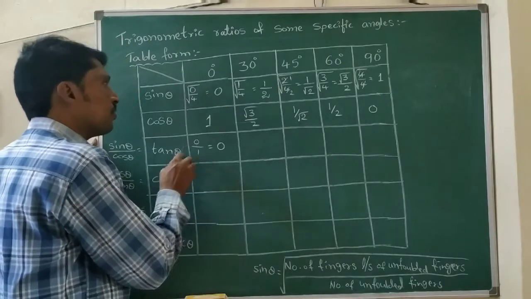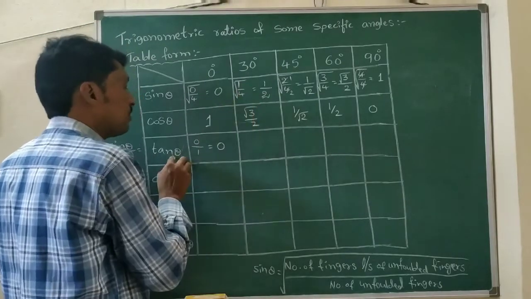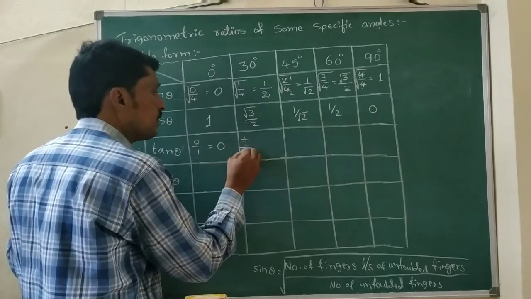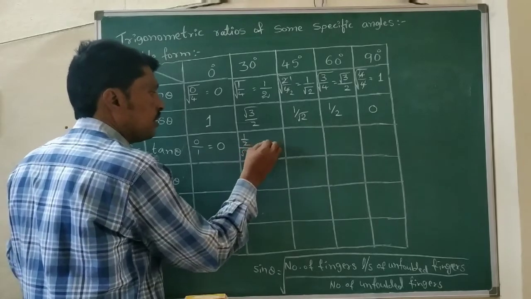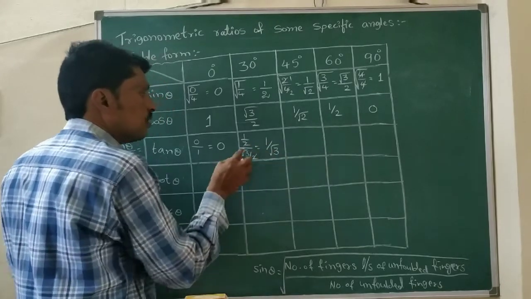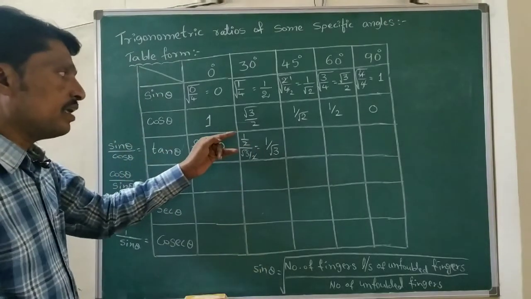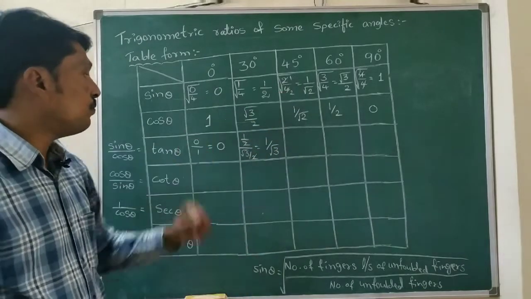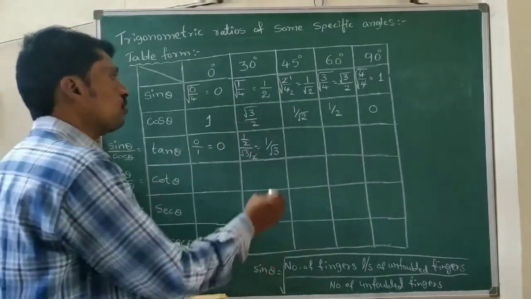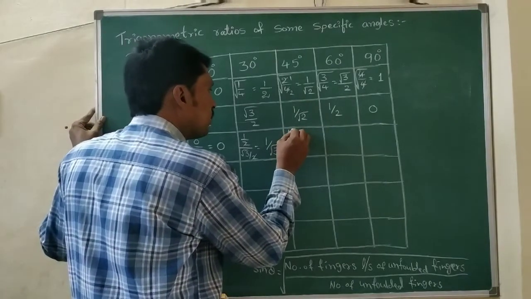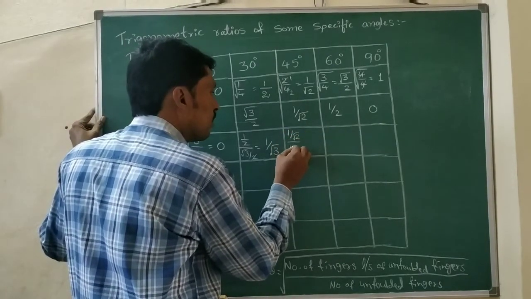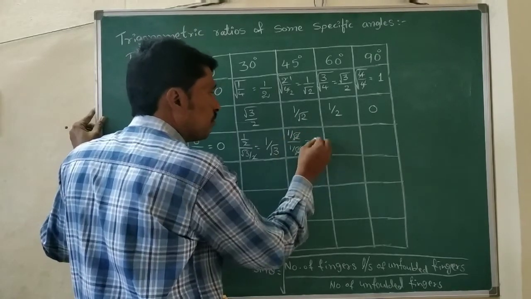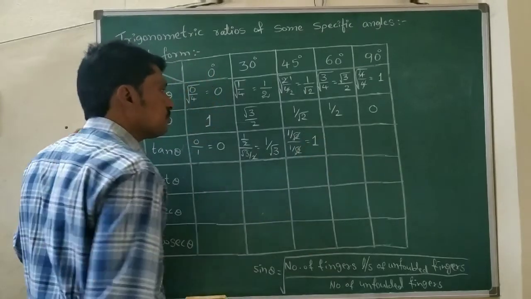Then next, tan 30. Tan 30 means sin 30 by cos 30. The 2s get cancelled, so the denominators cancel and only the numerators remain: 1 by root 3 we got. Next, tan 45 means sin 45 by cos 45. Here root 2 gets cancelled. 1 by 1 value is always 1.